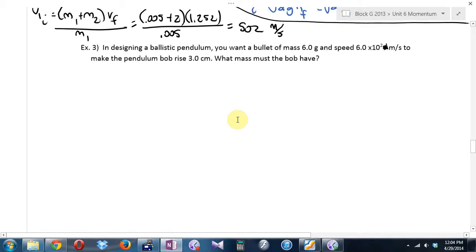So in designing a ballistic pendulum, you want a bullet of mass 6 grams and speed 600. We scribbled out whatever was below the meters per second. To make a pendulum bob rise 3 centimeters, what mass must the bob have? Recall, find it? Yeah. So here's what we said.